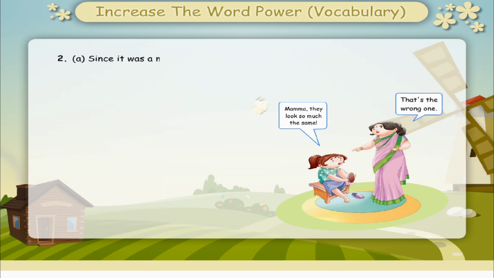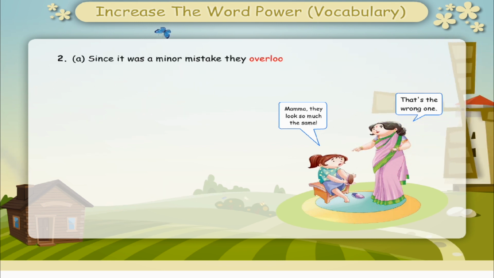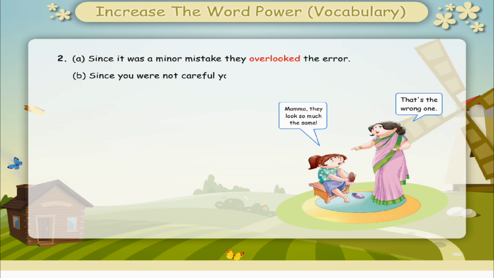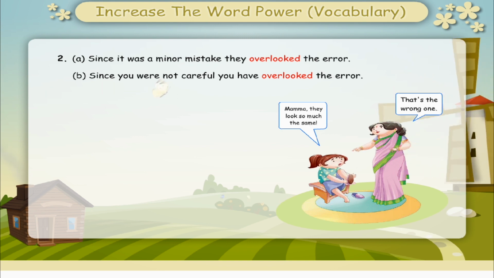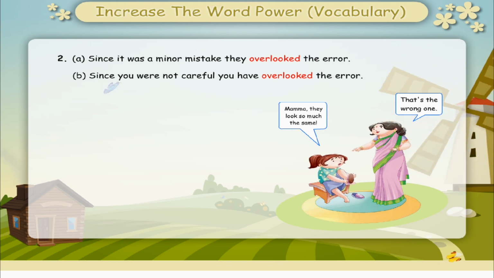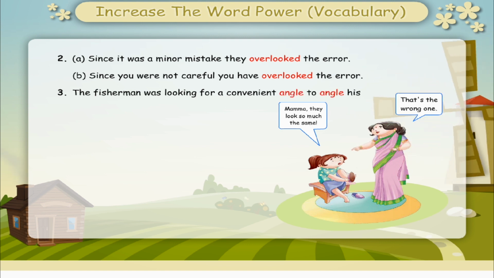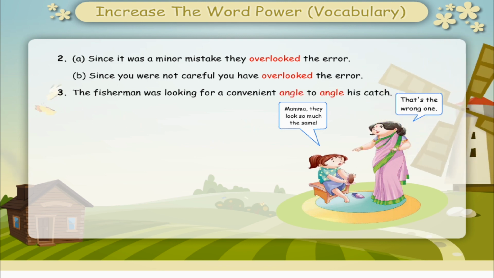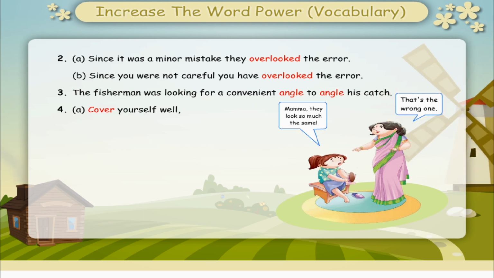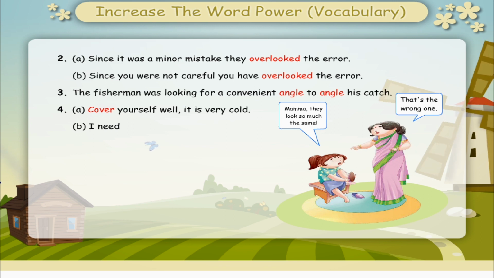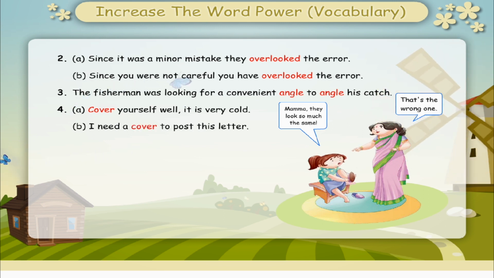Since it was a minor mistake, they overlooked the error. Since you were not careful, you have overlooked the error. The fisherman was looking for a convenient angle to angle his catch. Cover yourself well. It is very cold. I need a cover to post this letter.